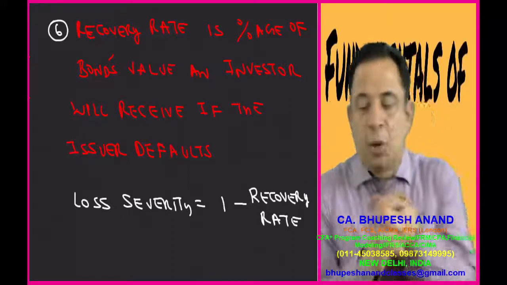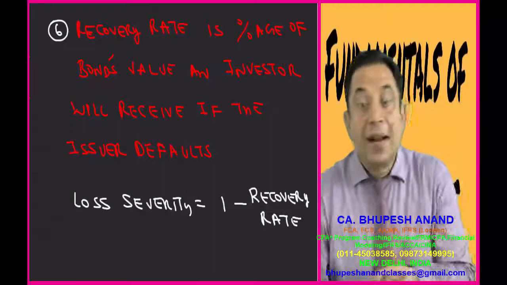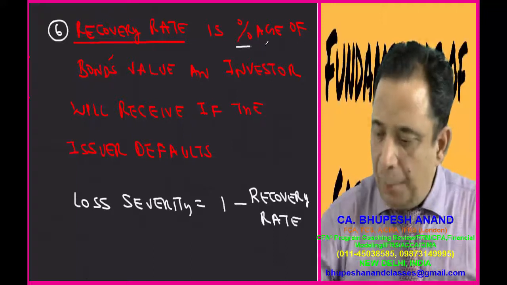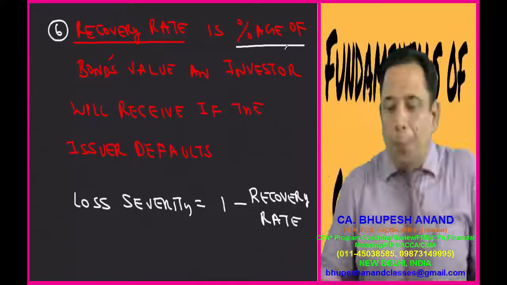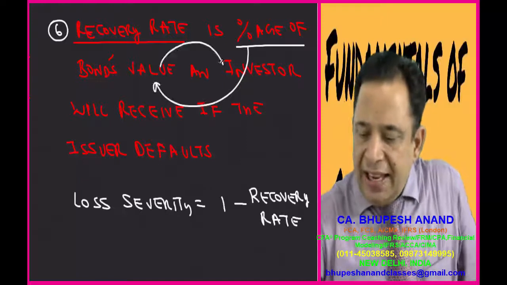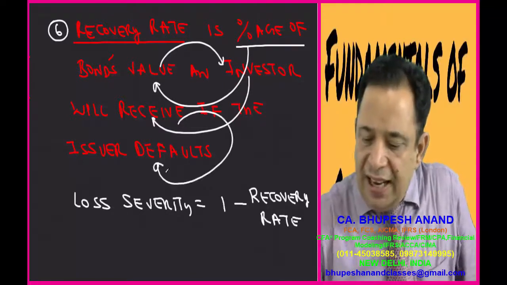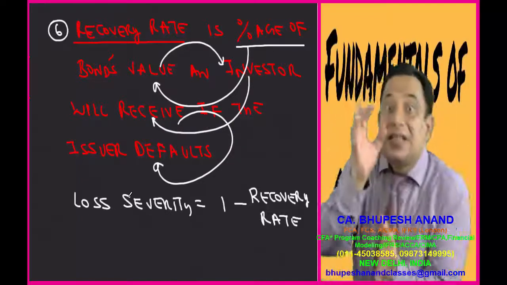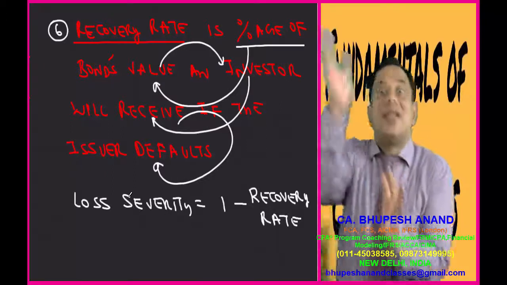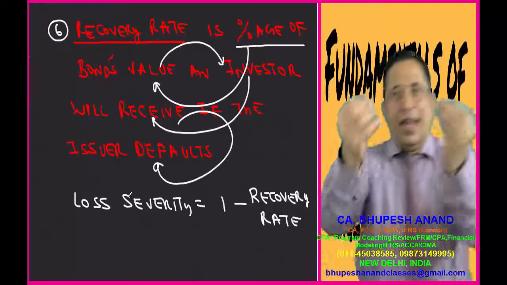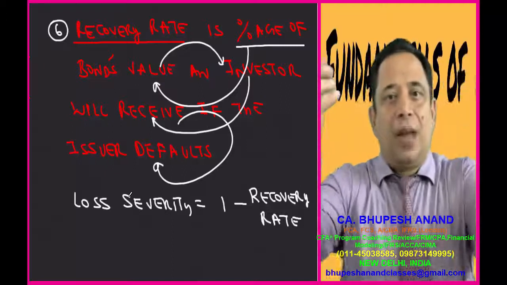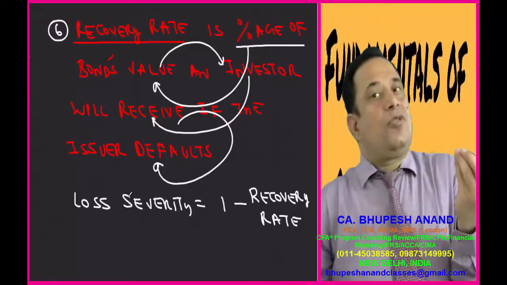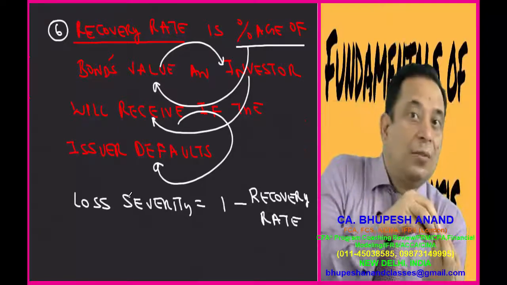So please write down the sixth point. Recovery rate is a percentage of the bond's value an investor will receive if the issuer defaults. And the loss severity is the percentage loss given default. It means if a total bond worth is $1,000, and if I say loss severity is $300, it means $700 will be the recoverable amount and $300 will be the severity.